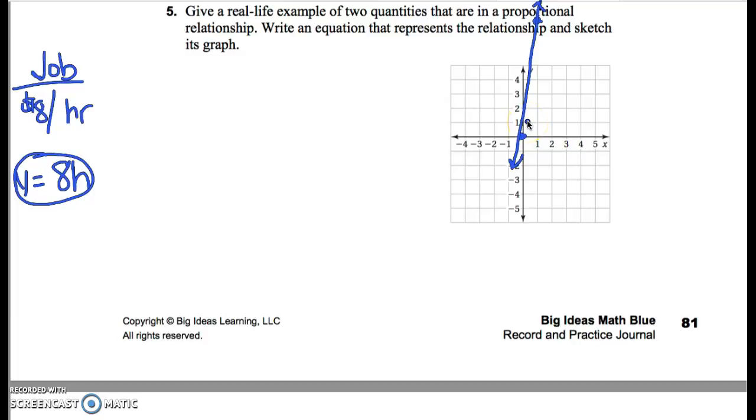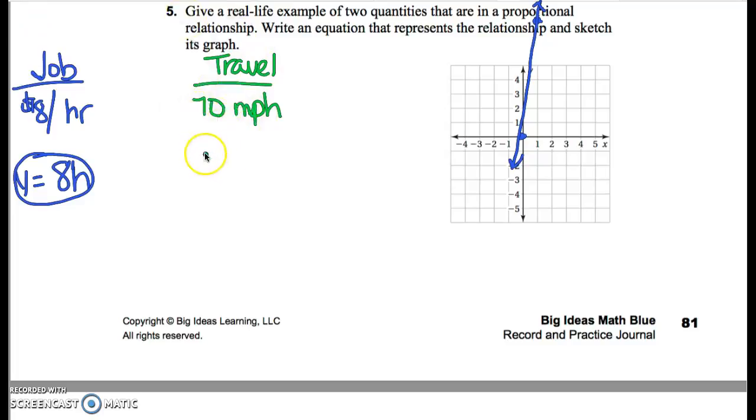Now, let's look at that other example when you're driving. Let's say you're traveling, and let's say you are driving 70 miles per hour. My two labelings are miles and hours. So if I have driven 0 hours, I have driven 0 miles. If I drive 1 hour, I've driven a total of 70 miles. 2 hours would be 140.